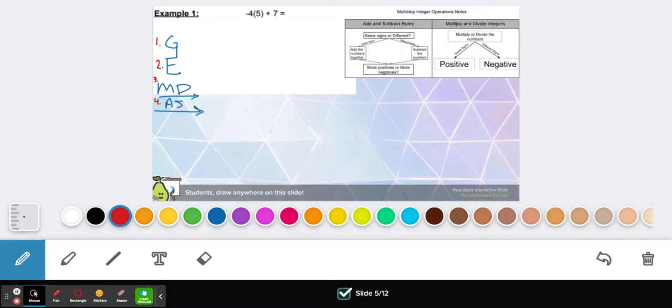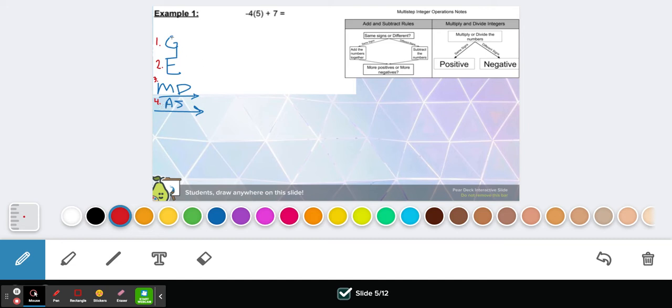Hey guys, so today we're going to be working with multi-step integer operations. So that's why I have both the add and subtract rules and the multiply and divide integer rules, okay? So then when we are talking about multi-step integer operations, we need to use what is called GEMDAS. You guys probably learned this in 5th grade, probably instead of GEMDAS, it's PEMDAS, okay?